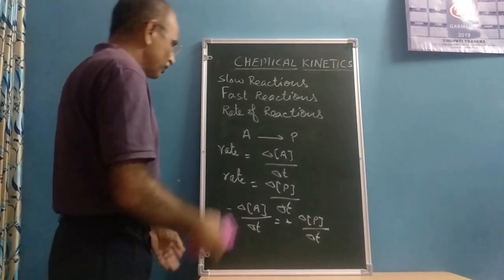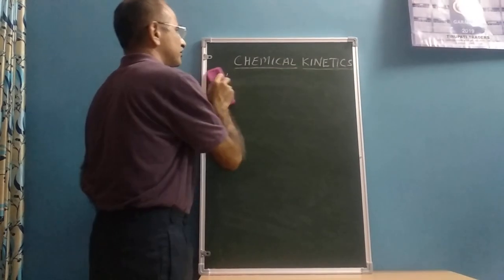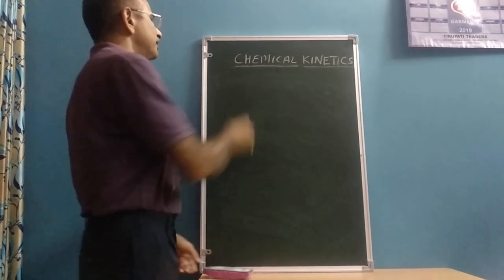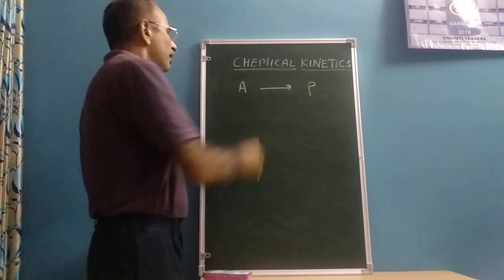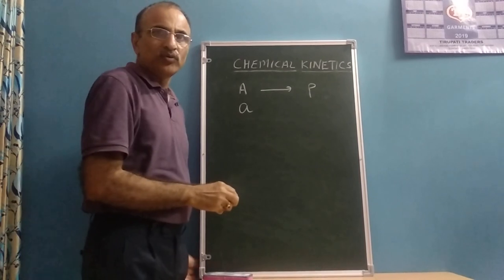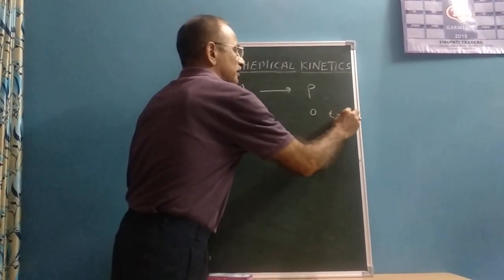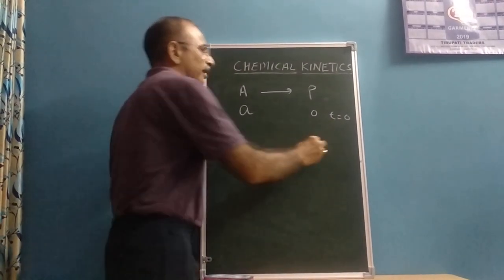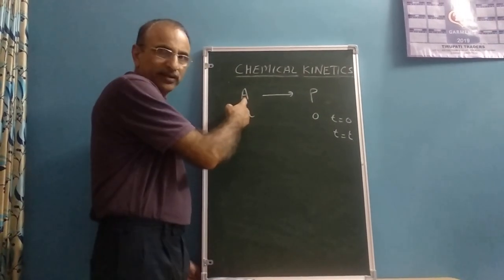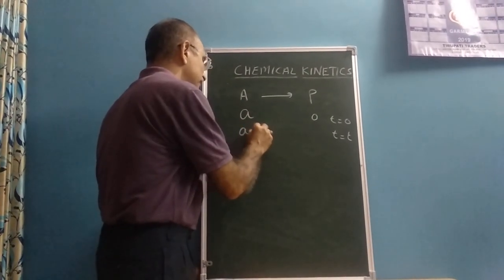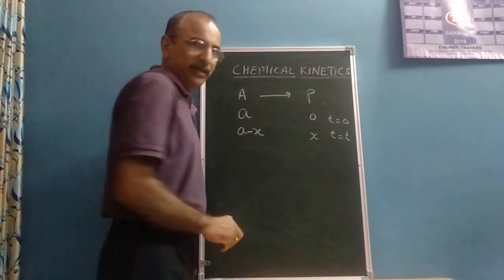Now we come to first order kinetics. In first order kinetics, let's consider A converting into product P. Let A be the initial amount of reactant, and at time t equal to 0, product is 0. Let at time t equal to t, the amount of reactant A consumed be x, then the amount left will be A minus x. In that case, the amount of product formed will be x.